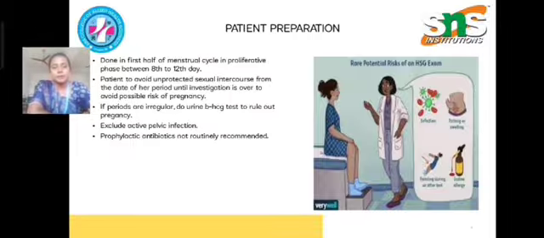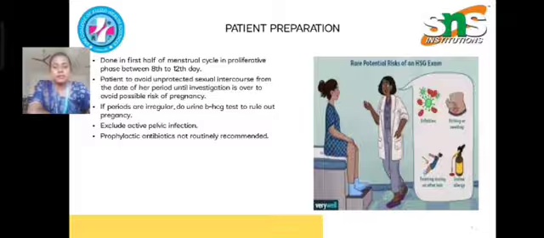Next thing is patient preparation. This procedure is done in the first half of the patient's menstrual cycle, between the 8th and 12th day. The patient is asked to avoid unprotected sexual intercourse from the date of the period until the investigation is completed. If the periods are irregular, the patient is asked to take a pregnancy test to confirm whether the patient is pregnant or not.